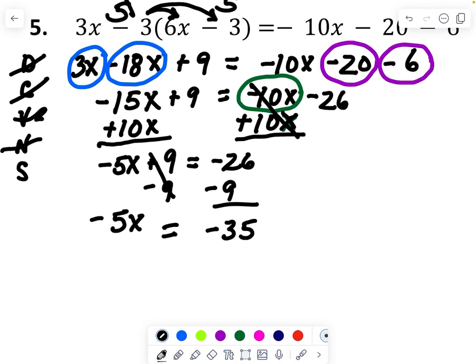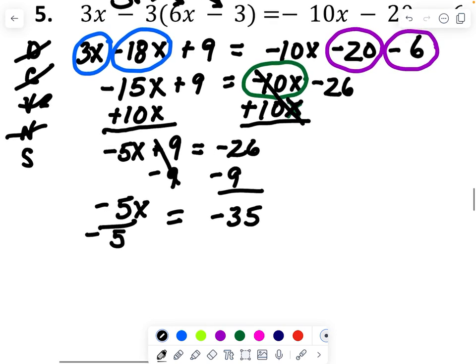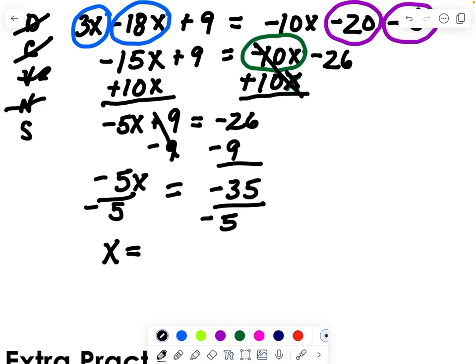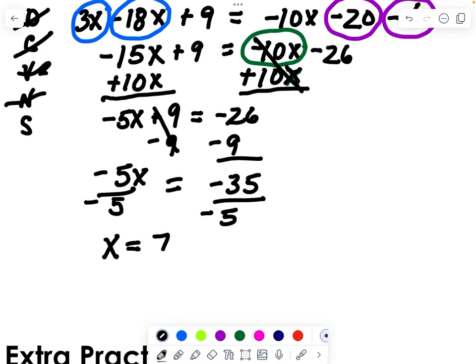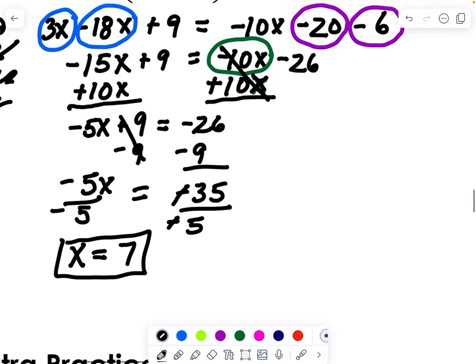All right, excellent. So now I'm going to divide by negative 5, both sides. X equals negative 35 divided by 5. It's going to end up being 7. These two will cancel out, and I'll have a positive 7. So step by step, I could solve it and then come up with x equals 7.